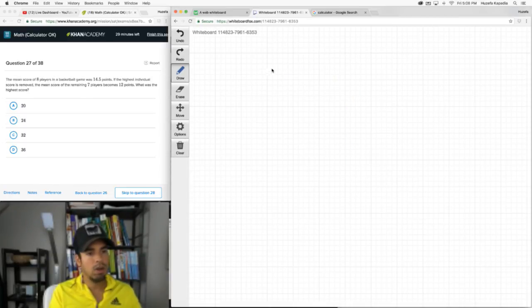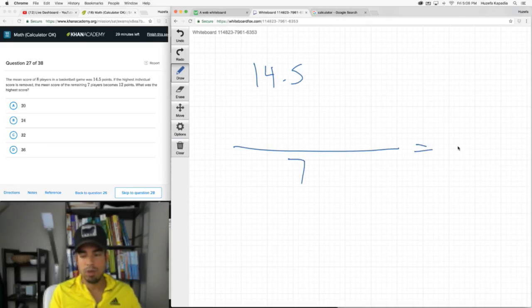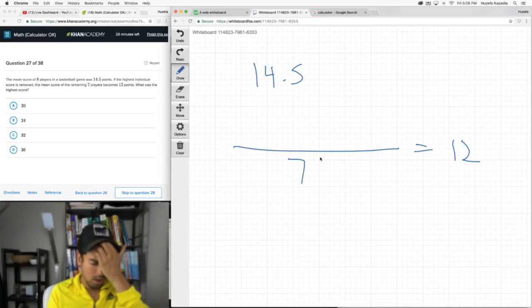Righty. The mean score of 8 players in a basketball game was 14.5 points. If the highest individual score is removed, the mean score of the remaining 7 becomes 12 points. Why am I writing it like this? This is how we calculate mean, right? We basically take the total points and we divide by 7 and we get 12. But before, what was the mean score? What was the total up here? Like, how do we fit this all together?